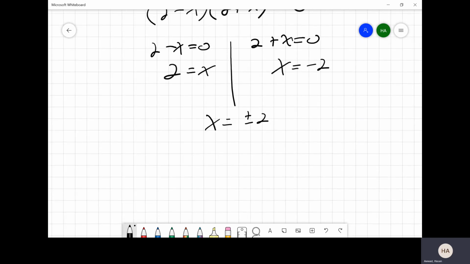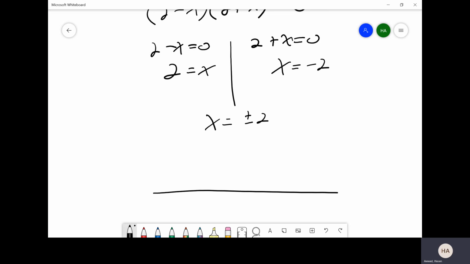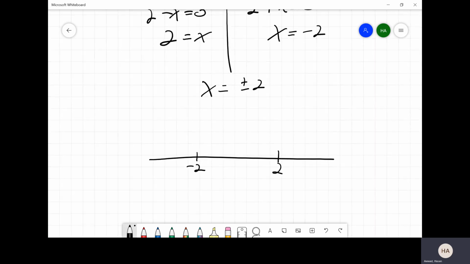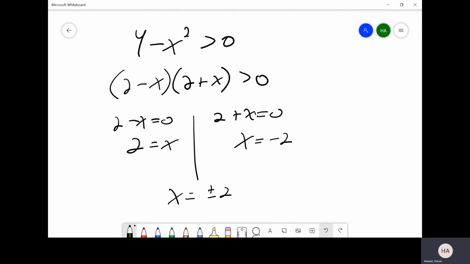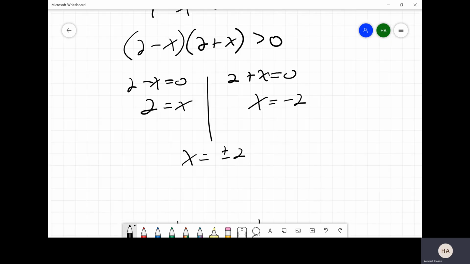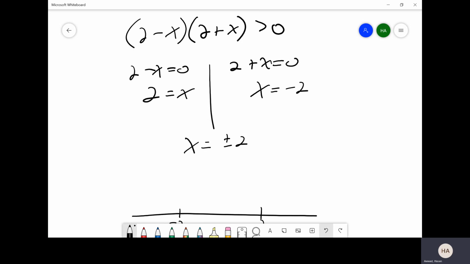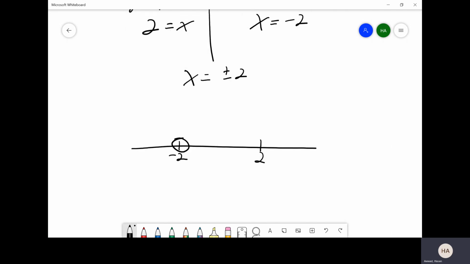So these are the 2 points that we're going to be plugging in onto our number line here. So we have negative 2 and 2. And again, before we even get to intervals, we have to ask ourselves, what kind of circles do we put on negative 2 and 2? Well, because it is greater than 0, not greater than or equal to, we found the 2 points that make the inequality 0, but we don't want 0. So we have open points on them, open circles.